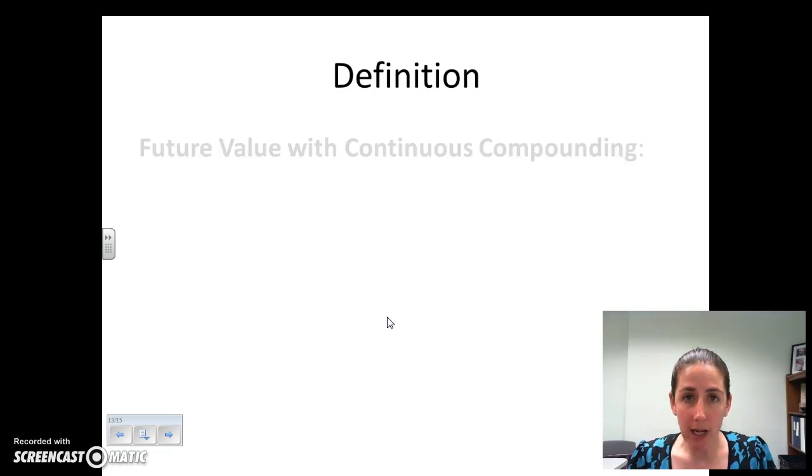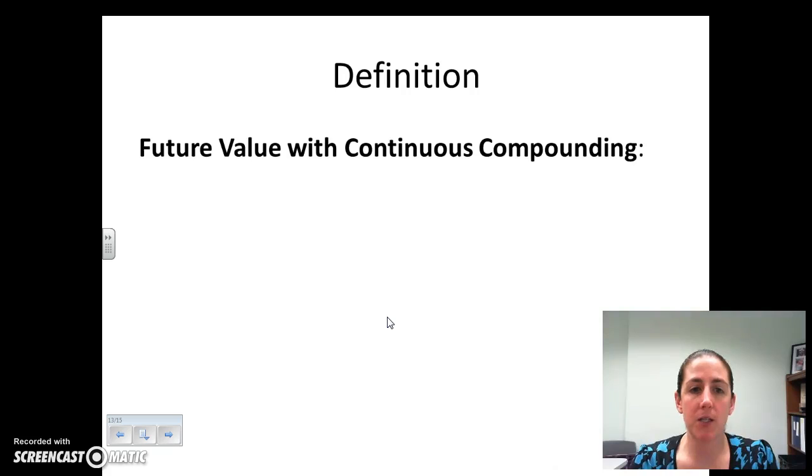Okay, we have one more type of compounding we're going to talk about, and this is future value with continuous compounding. Continuous compounding means you're earning interest every millisecond of every second of every minute of every hour of every day. You're earning infinitely many compounded interest payments. So we can't really plug in m equals infinity, because you can't divide by infinity or multiply by infinity or raise to the infinity power.